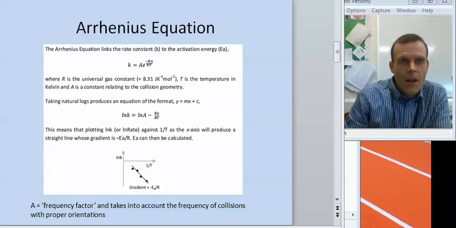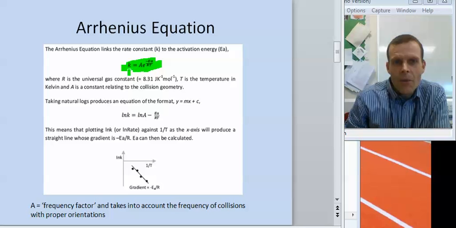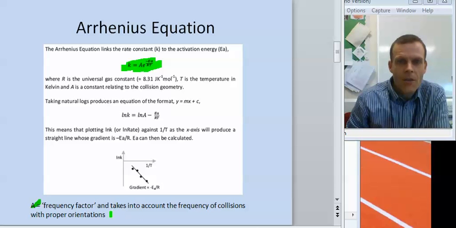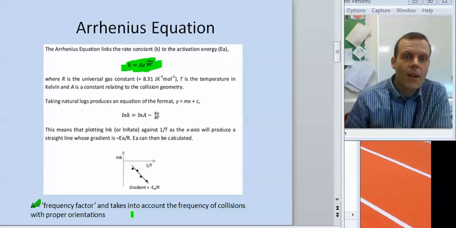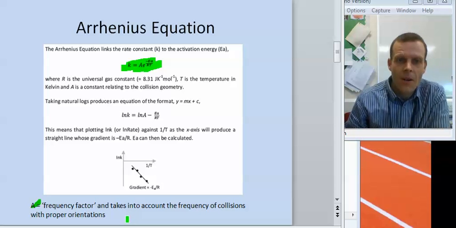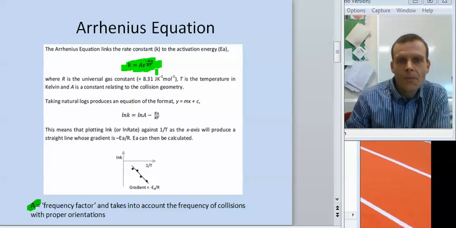So this is our Arrhenius equation. Never sure if I'm saying that correctly. And you can see we've got a link between the rate constant and this A, which as you can see down here is described as a frequency factor, so the frequency of collisions with proper orientation. So we said right at the start that we needed a collision of sufficient energy, our activation energy, but we also needed the correct orientation, so that's what this A is relating to.